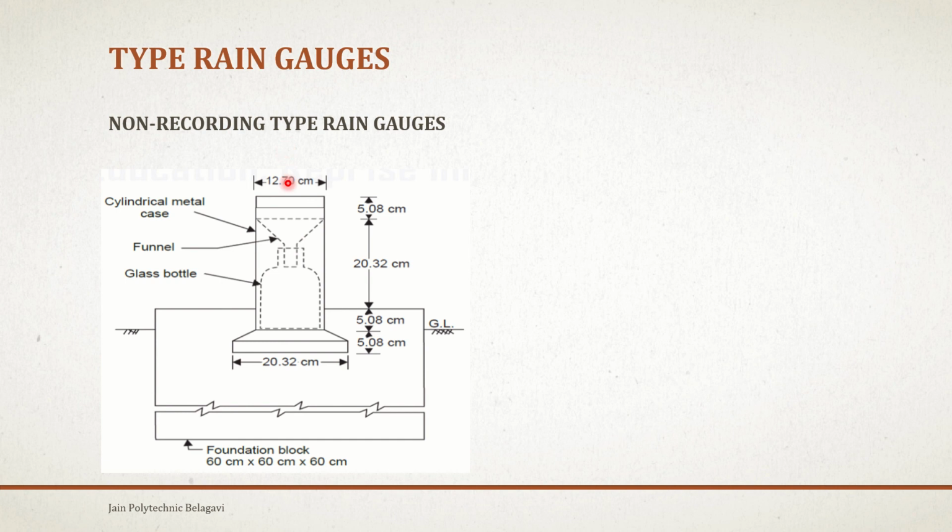Whatever water enters goes through this funnel into this bottle, and whatever water is collected, some graduations are marked on this glass jar, and every morning at 8:30 one person comes and notes it down and gives it to his department. This is the working procedure of this Siemens rain gauge.